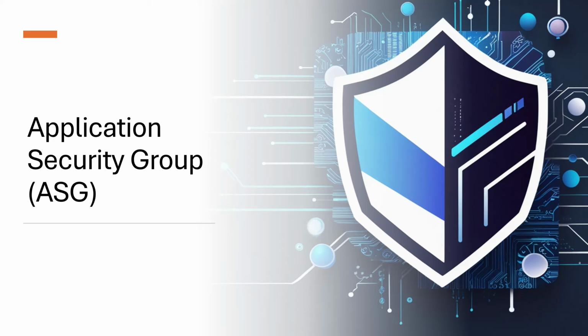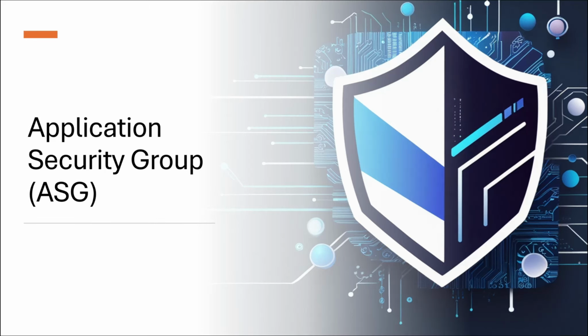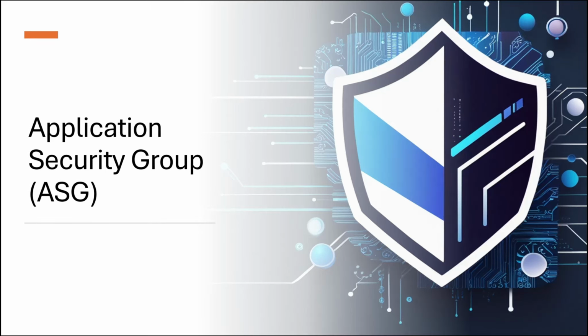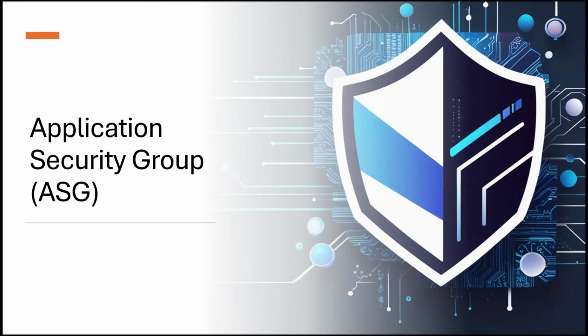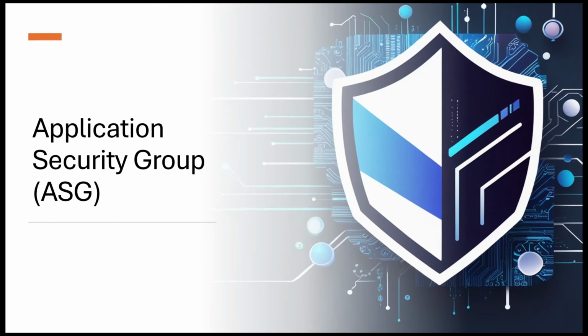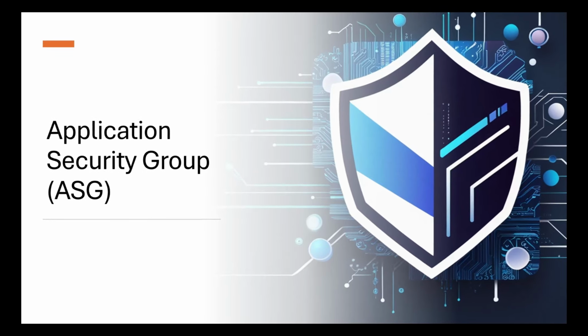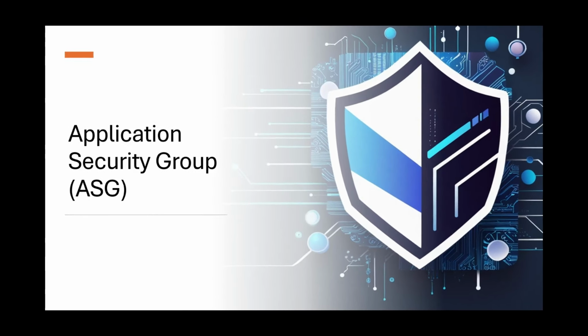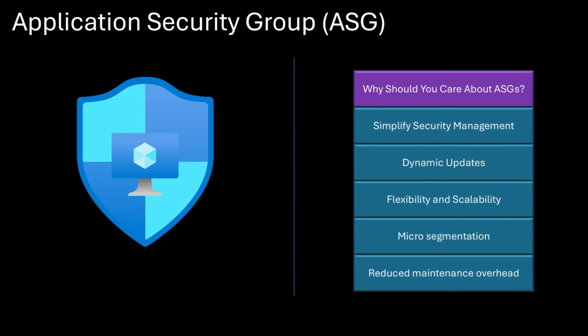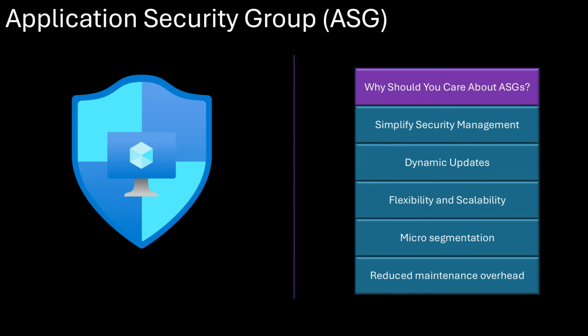An ASG allows you to group virtual machines based on their roles or functions, like web servers or databases, and apply network security rules to the group rather than individual VMs. This makes managing security policies feel less like wrestling with a pile of IP addresses and more like organizing your toolbox. It's clean, scalable, and efficient. Let's discuss why ASGs are your go-to solution for securing Azure workloads.